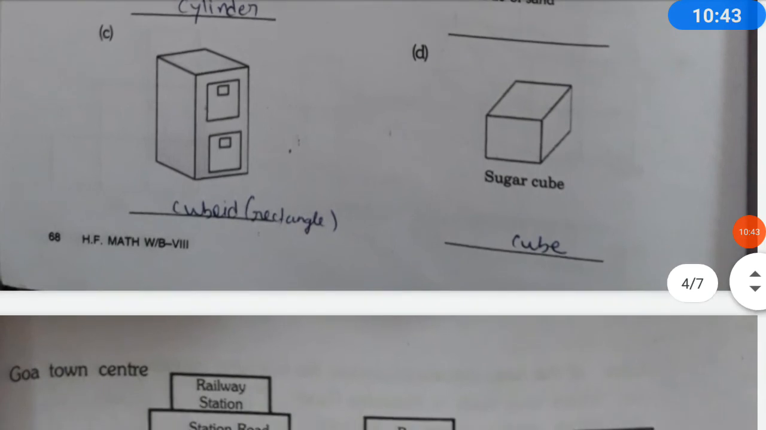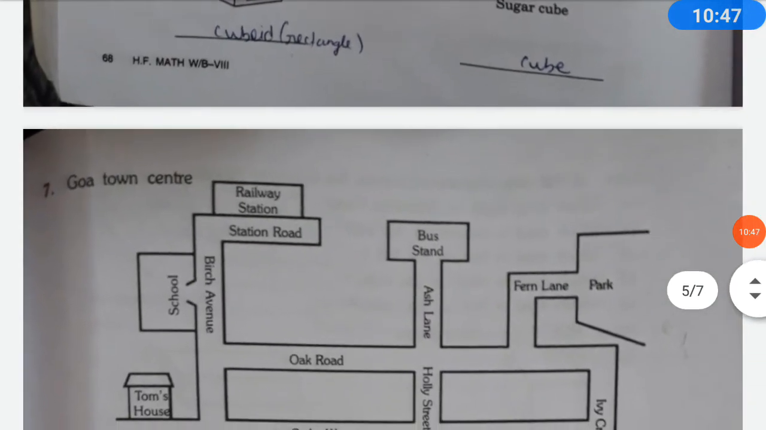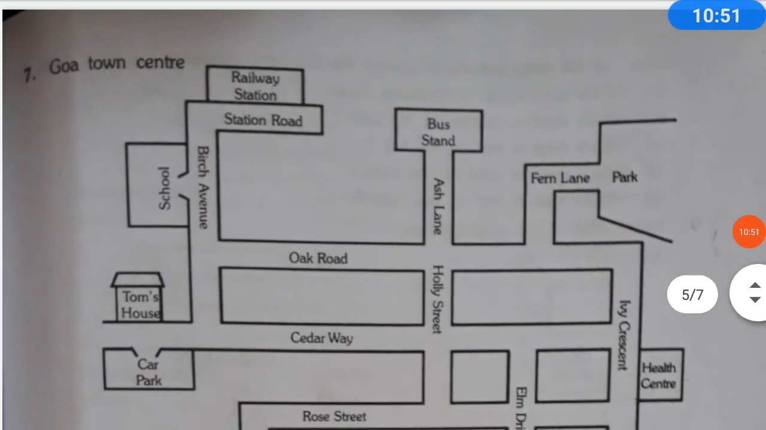Now next is question number 7. Question number 7 is of a map. Okay, as you people can see in your NCERT book, exercise 10.2, a map diagram is there, na? In the same way here also some questions from the map are given. So this question 7 we will do tomorrow.